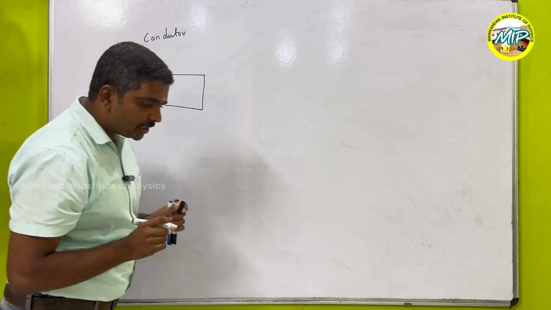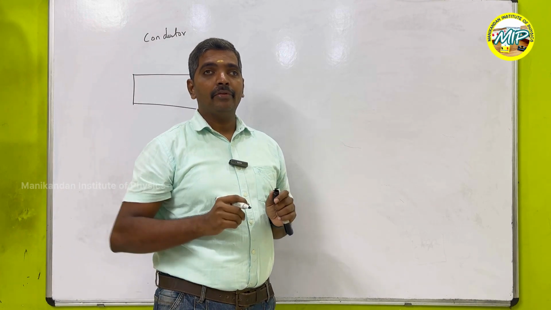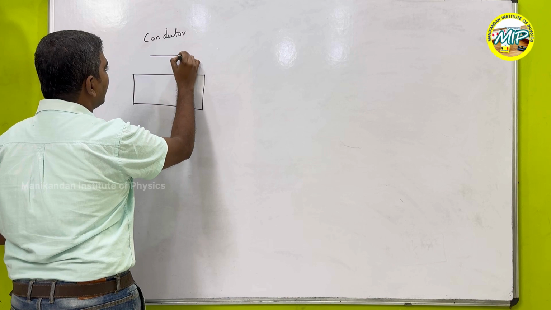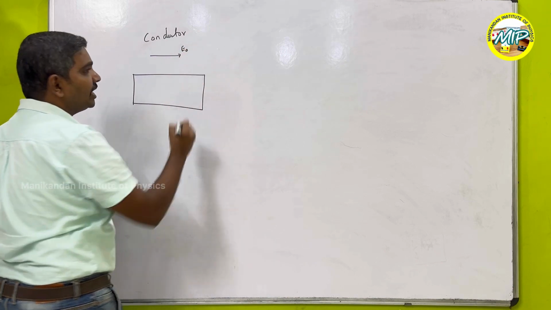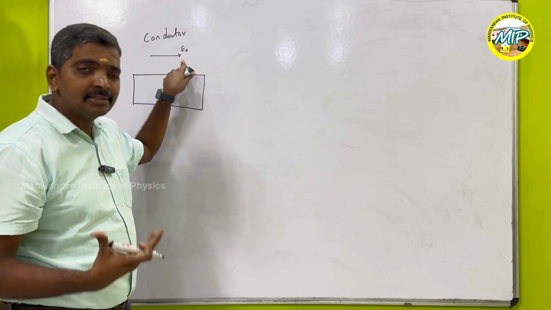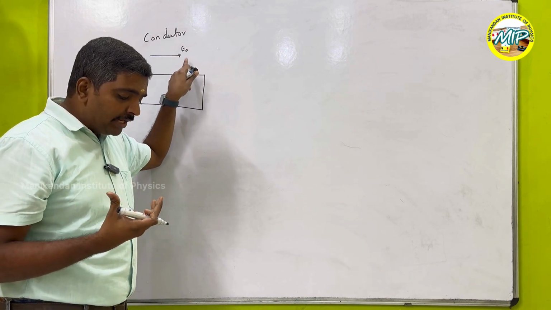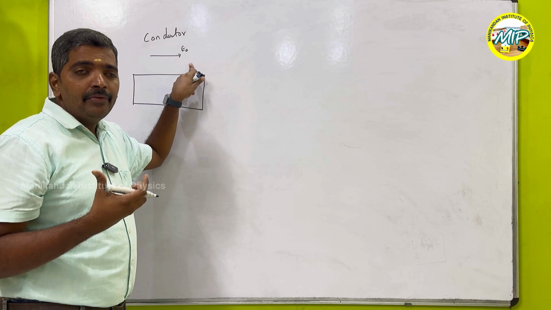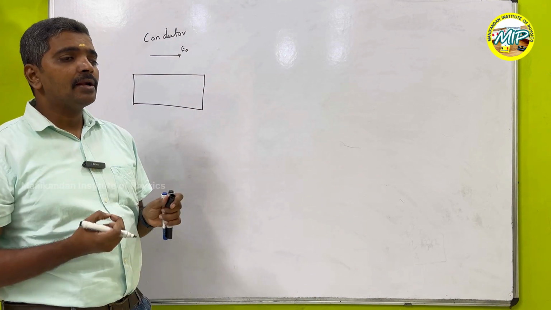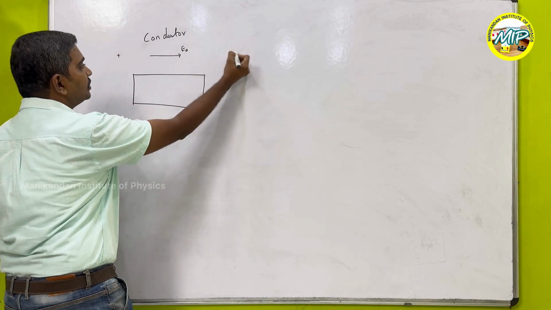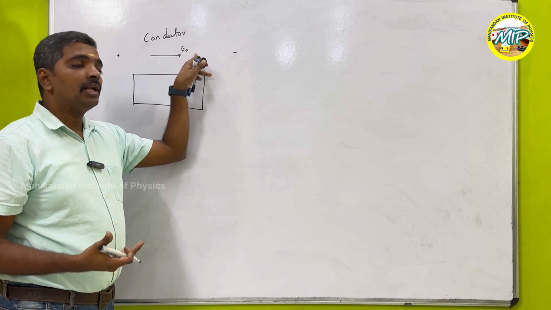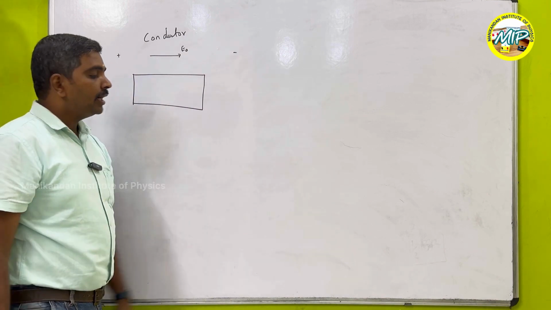Conductor means initially we have free charges. If I apply some external electric field, I can simply write my external electric field as E naught. In this arrow mark, the length of the tail tells about the magnitude, and the arrow tells about the direction. So this is my applied external electric field. Because of this, this side is positive and this side is negative, because the electric field always starts from positive and ends at negative.